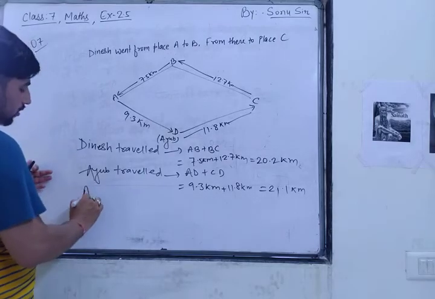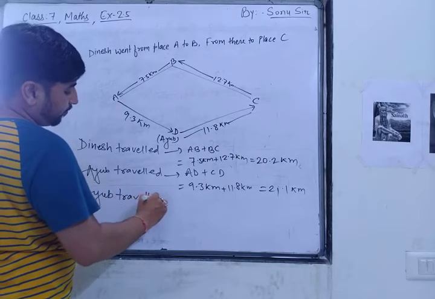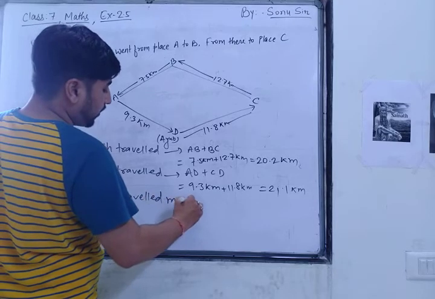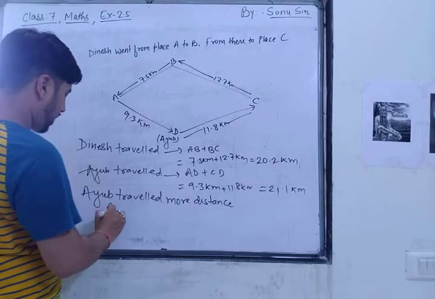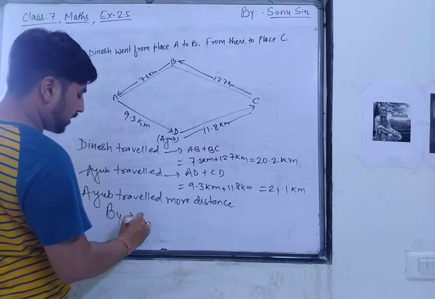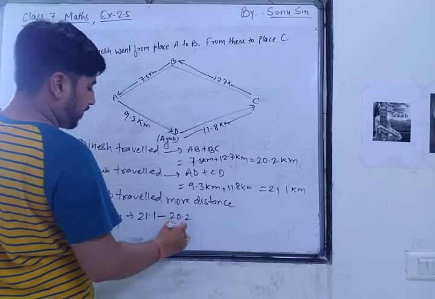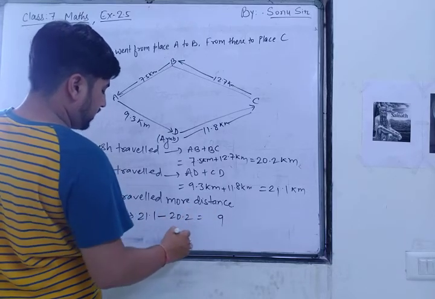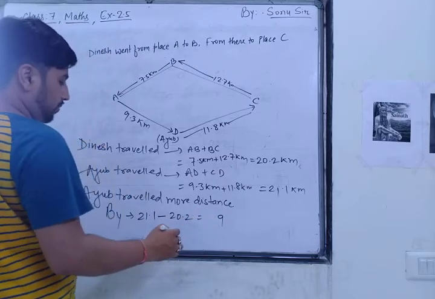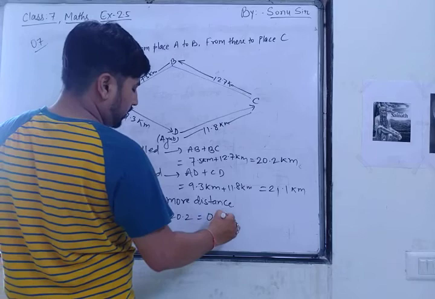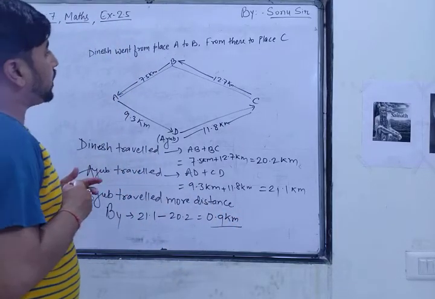Ayub traveled more distance. Now by how much? 21.1 minus 20.2. So 11 minus 2, 9 and here's 0. 0.9. Got it? The question was just asking you who traveled more.